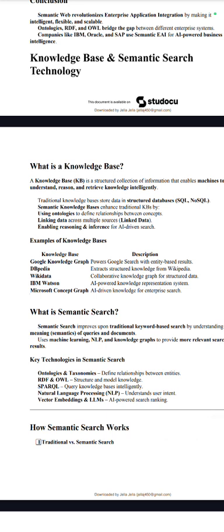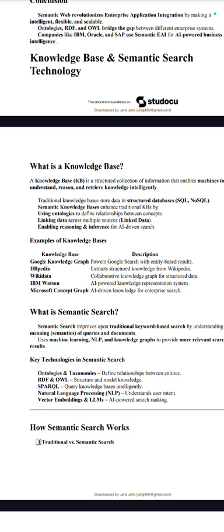Semantic knowledge bases enhance the traditional ones by using ontology to define relationships between concepts, linking data across multiple sources, and enabling reasoning and inference for AI-driven search. Examples of knowledge bases and their descriptions, let me explain. Google Knowledge Graph powers Google search with entity-based results. DBpedia extracts structured knowledge from Wikipedia data. Wikidata is collaborative knowledge from search data. IBM Watson is an AI-powered knowledge representation system. Microsoft Concept Graph is AI-driven knowledge from enterprises.